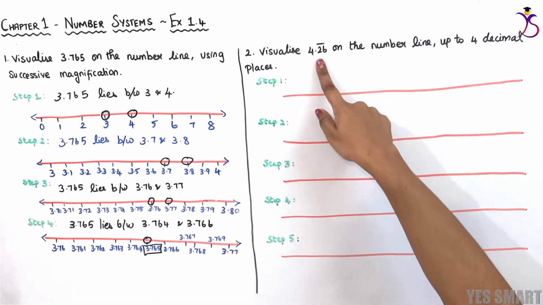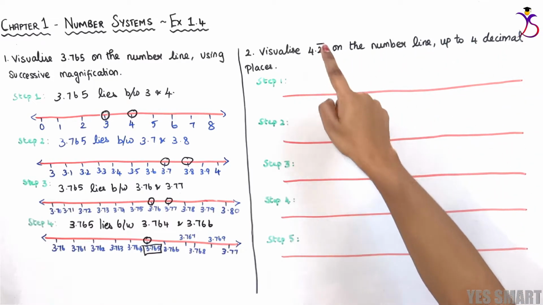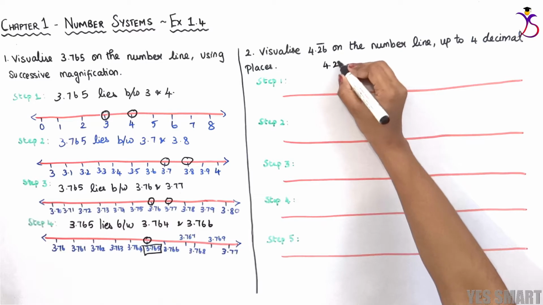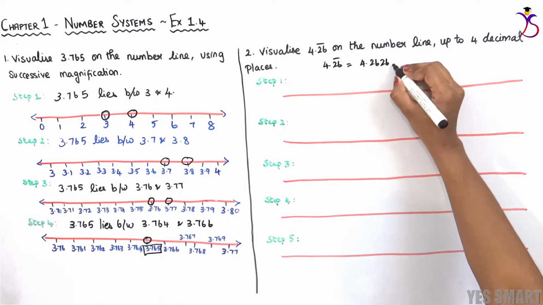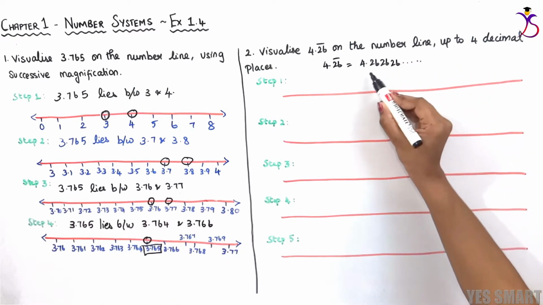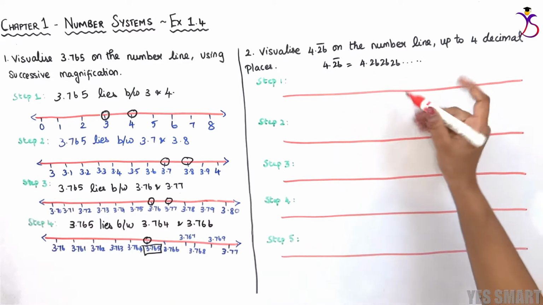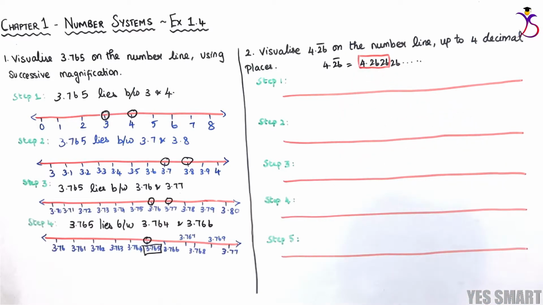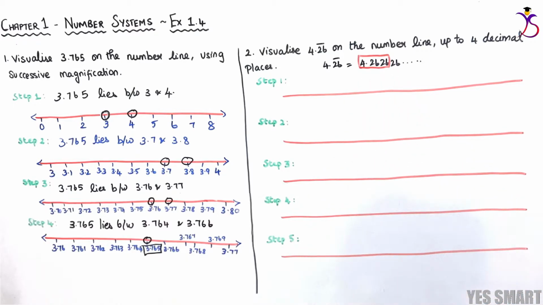Similarly, we are supposed to do the second sum. Visualize 4.26 bar on the number line up to 4 decimal places. The bar on the top of 26 represents that we are supposed to repeat those two values, and it is a never-ending one. So it will be like 4.26262626 and it goes on. But they have asked us to visualize it only up to 4 decimal places. Hence, the value will be 4.2626. So in this we have 5 digits: 4, 2, 6, 2, 6. Hence we will require 5 steps to magnify this.